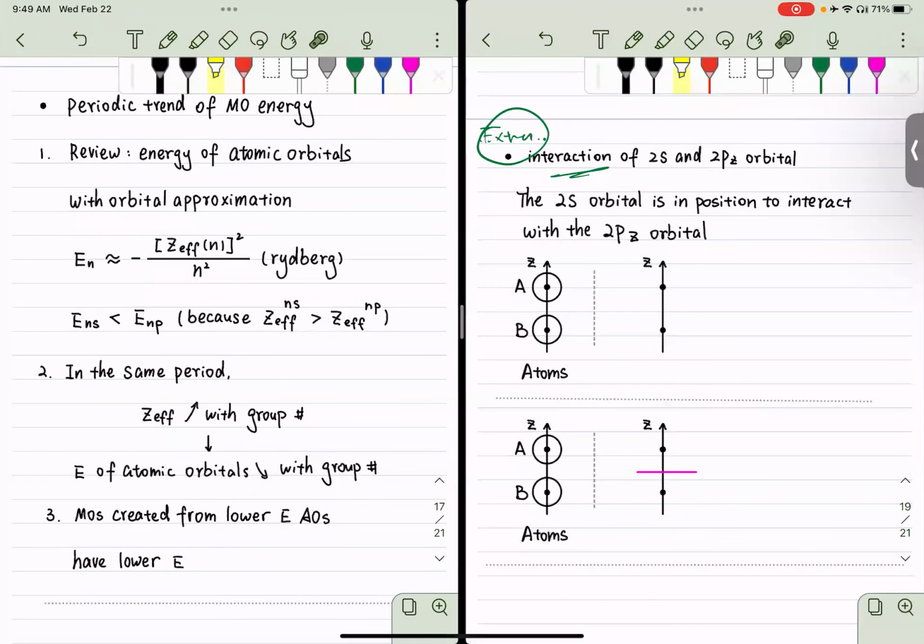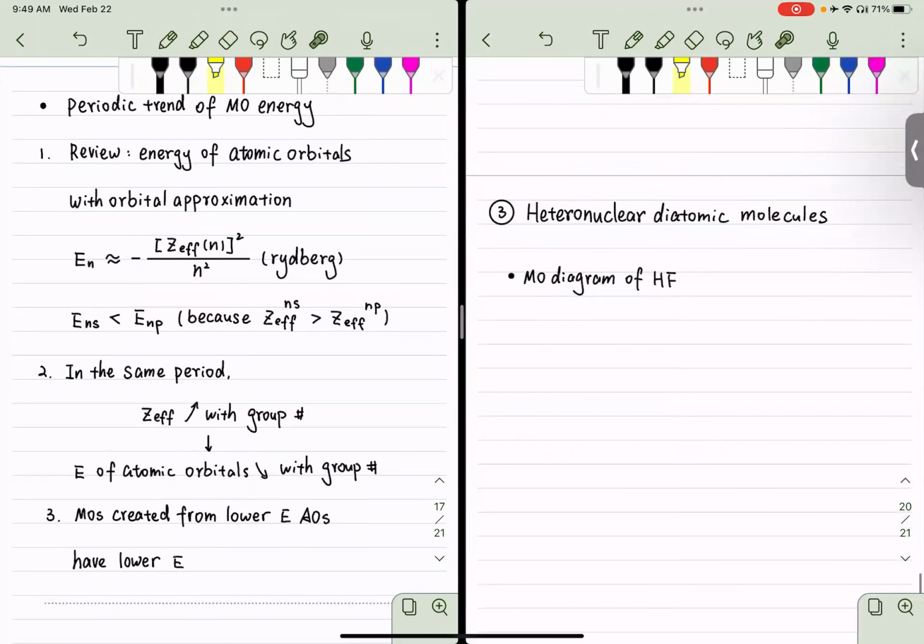So as a summary, before we end today's lecture, I also want to remind you there is also a possibility of heteronuclear diatomic molecule to create the MO diagram of HF. So this is also in the annotated notes. I'll also try to record a walkthrough in how to create the MO diagram of HF. That's all the time I have.